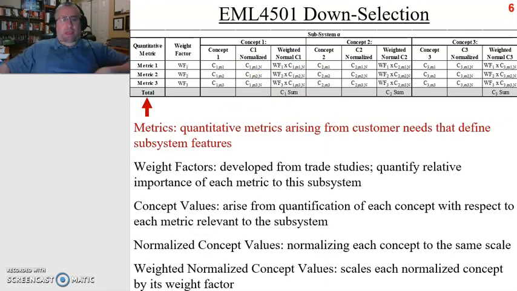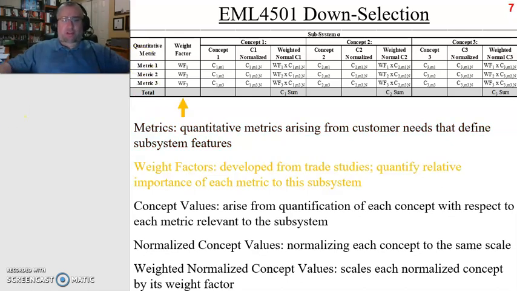So the first column is the metrics column. These, of course, are quantitative metrics, and those arise from the customer needs, and those define the desirable features of the subsystem. The next column, these are the weight factors. The weight factors are developed using trade studies, which you should know how to do by now, and they quantify the relative importance of each metric in this particular subsystem.